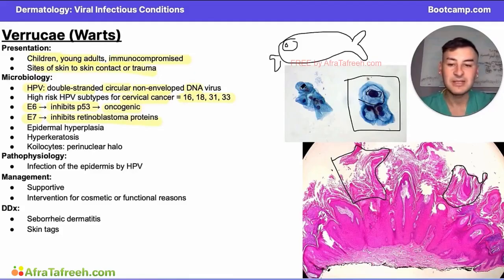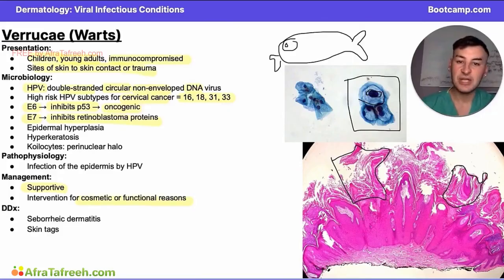The management of warts is going to be supportive management unless the wart is causing a lot of issues, like if it's on the face or if it's becoming uncomfortable or interfering with ADLs. Then you can get cosmetic or functional removal. Usually this is cryotherapy or surgery.